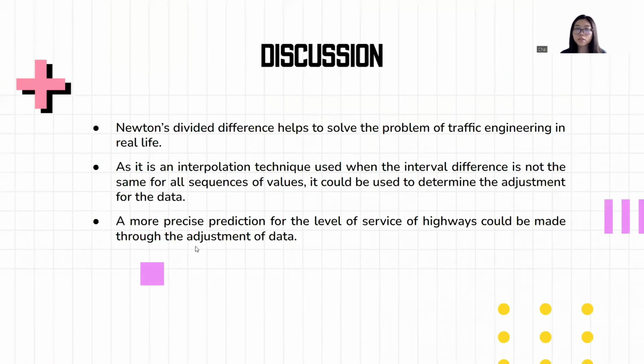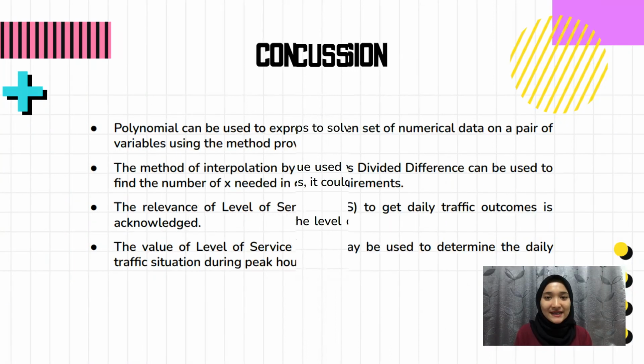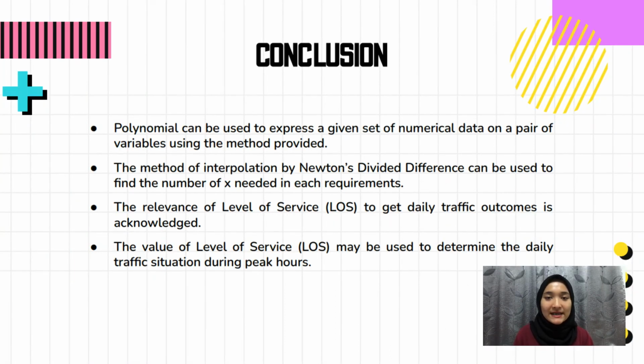The Newton divided difference has been proved that it will help to solve the problem of traffic engineering in real life, as it is an interpolation technique used when the interval difference is not the same for all sequence of values. It could be used to determine the adjustment for the data, so we can take a more precise prediction for the level of service of highway through the adjustment of data. So the level of service in this divided highway is LOS D, which reflects the level of service of that highway. That's all from me.